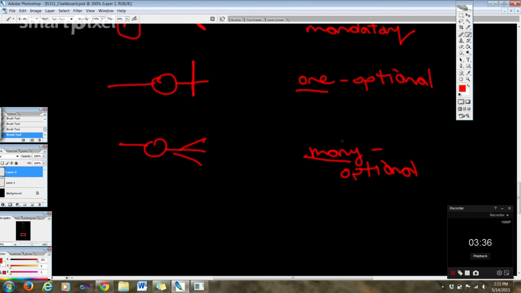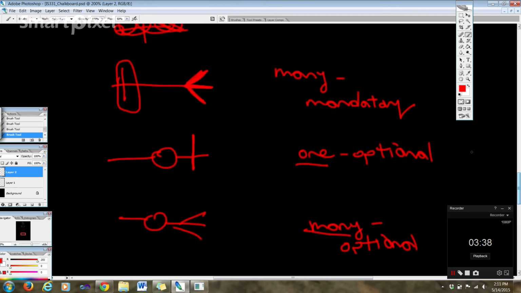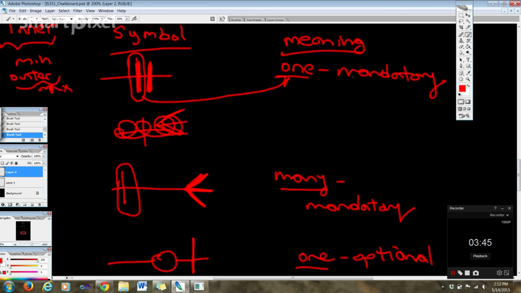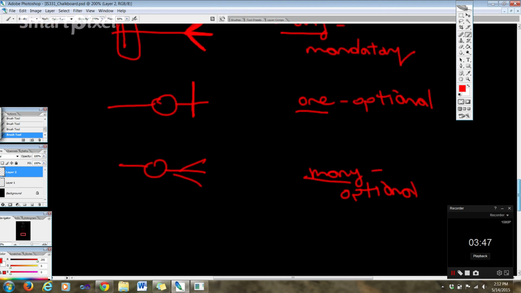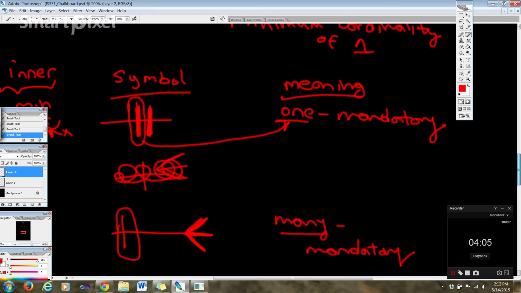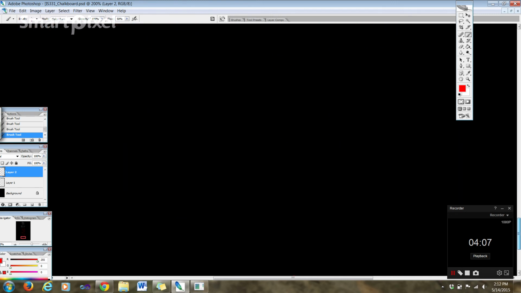And that's where this comes from. The first part of this, either 1 or many, comes from the maximum cardinality. And the second, mandatory or optional, comes from minimum cardinality. So the notation is sort of max dash min, where a maximum could be 1 or many, and a minimum could be 0 or 1. And that's how we get this list of symbols and their associated meanings.